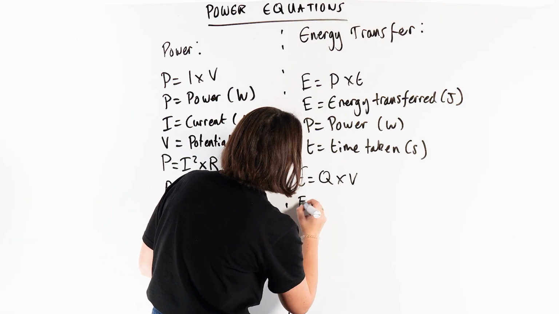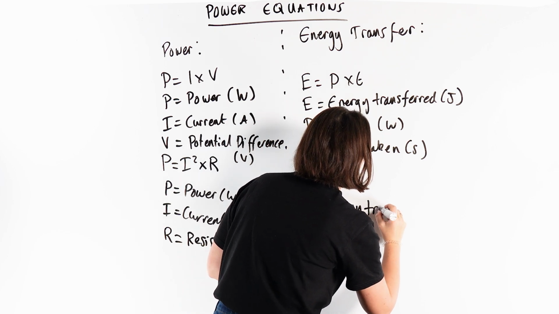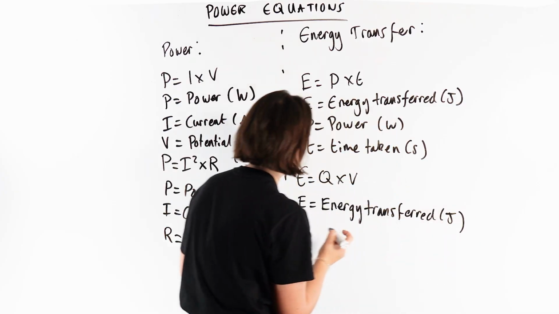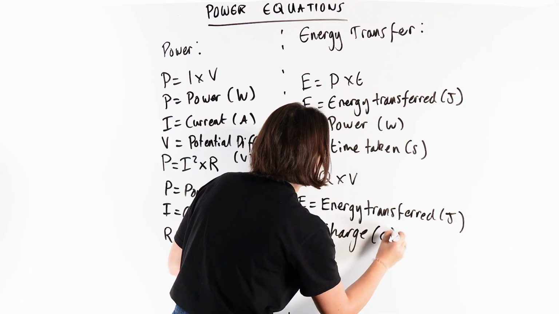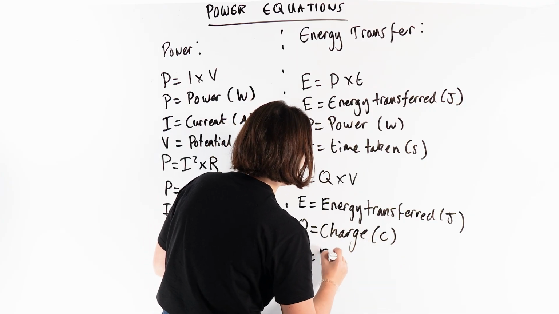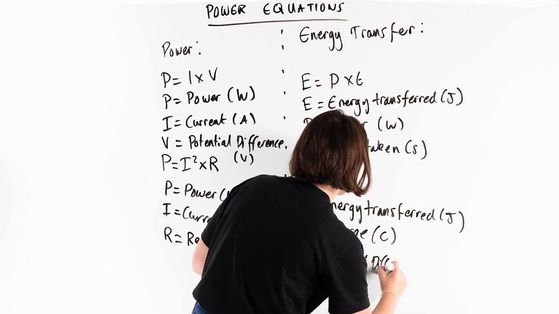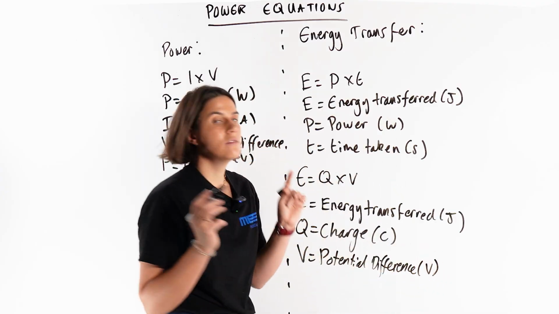So E again here is for energy transferred, which is measured in joules. Q is charge, which we measure in coulombs. And V is potential difference, which we measure in volts.